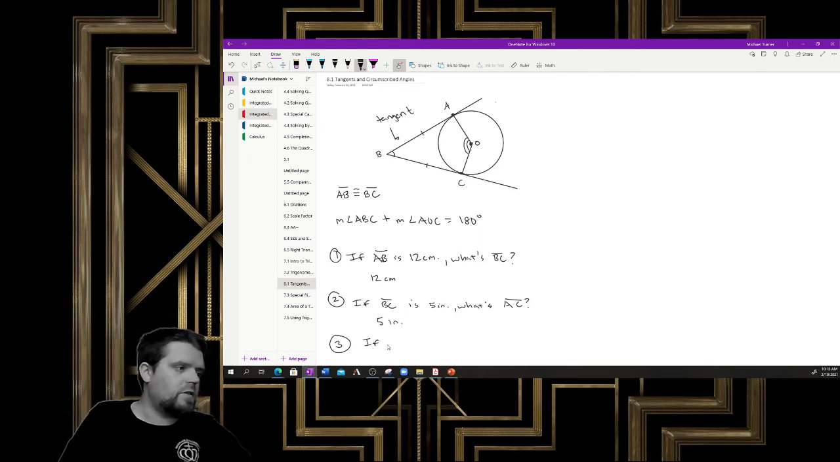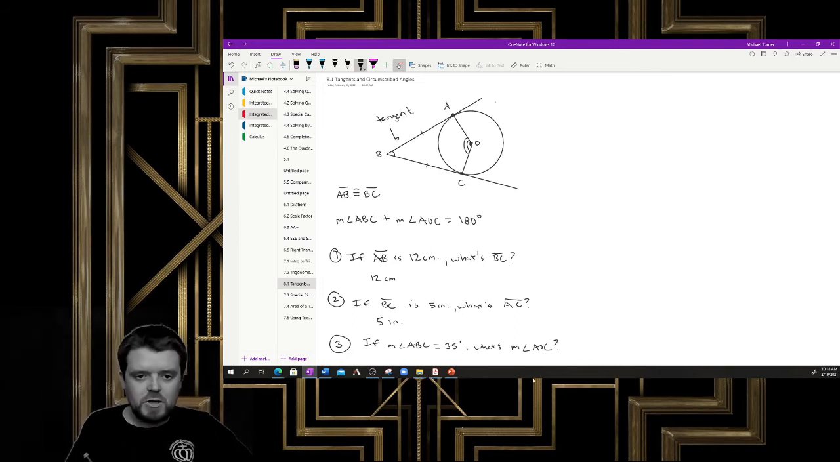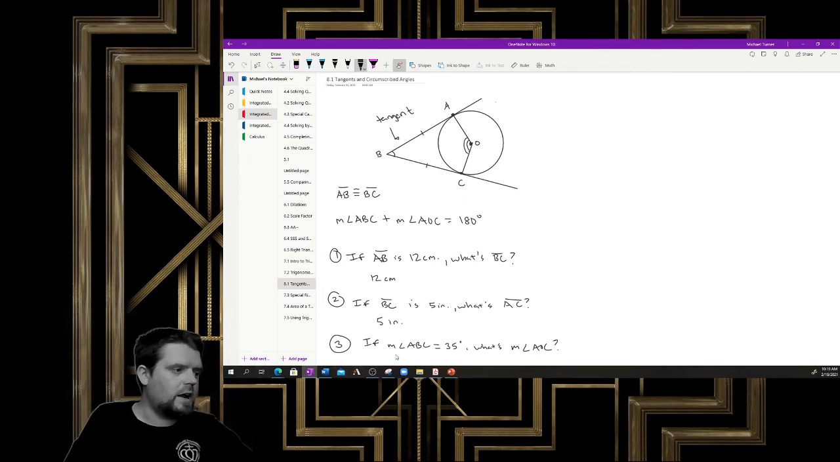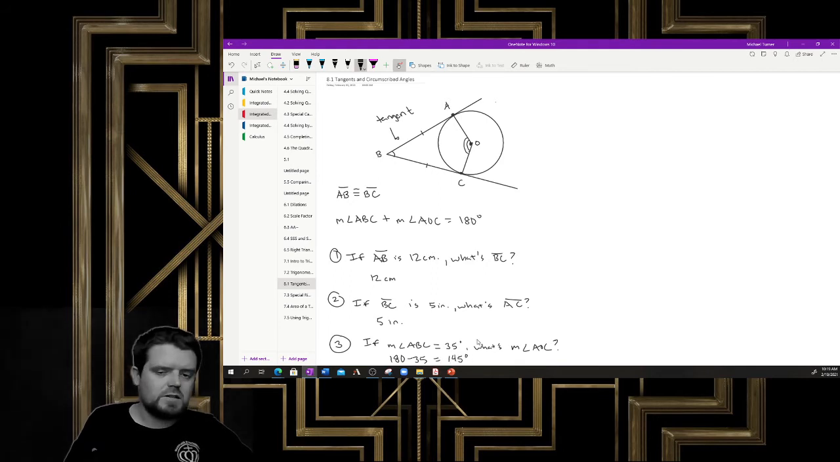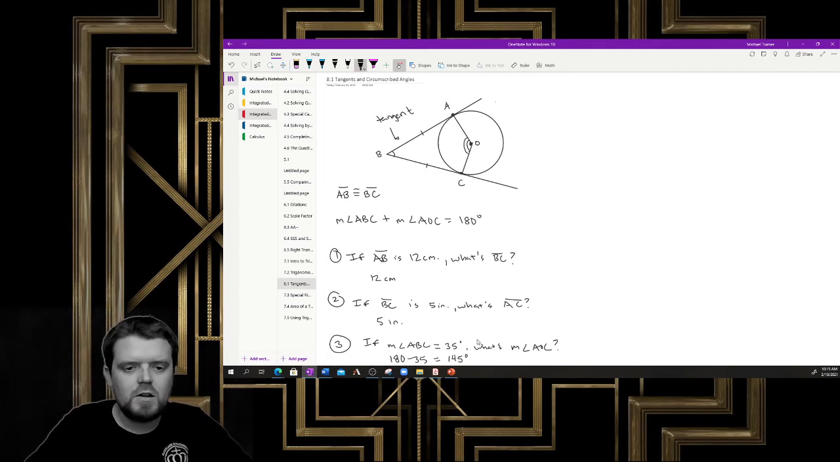So if the measure of angle ABC is, let's call it 35 degrees, what's the measure of angle AOC? Because they're supplementary, I know they have to add up to 180, so I would simply do 180 minus 35 to get that measurement, which is 145 degrees. So those should be fairly straightforward.